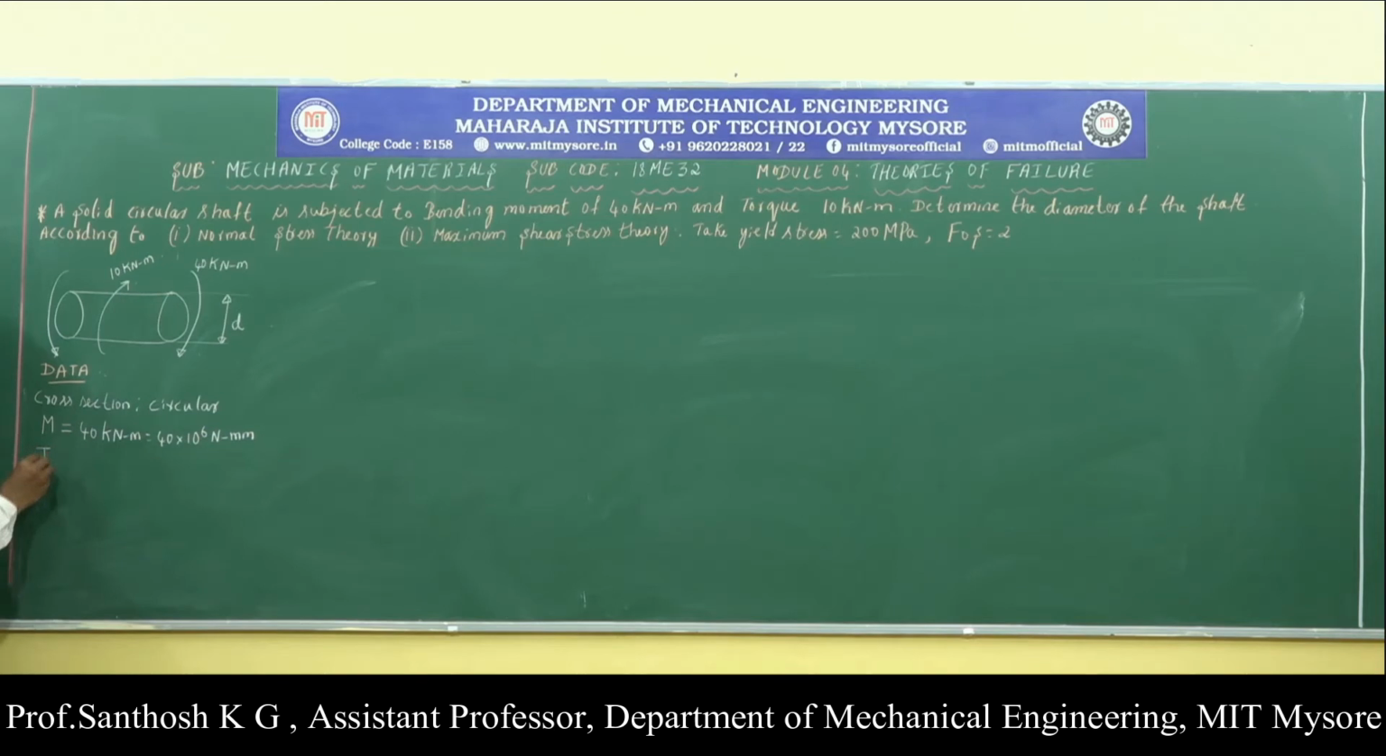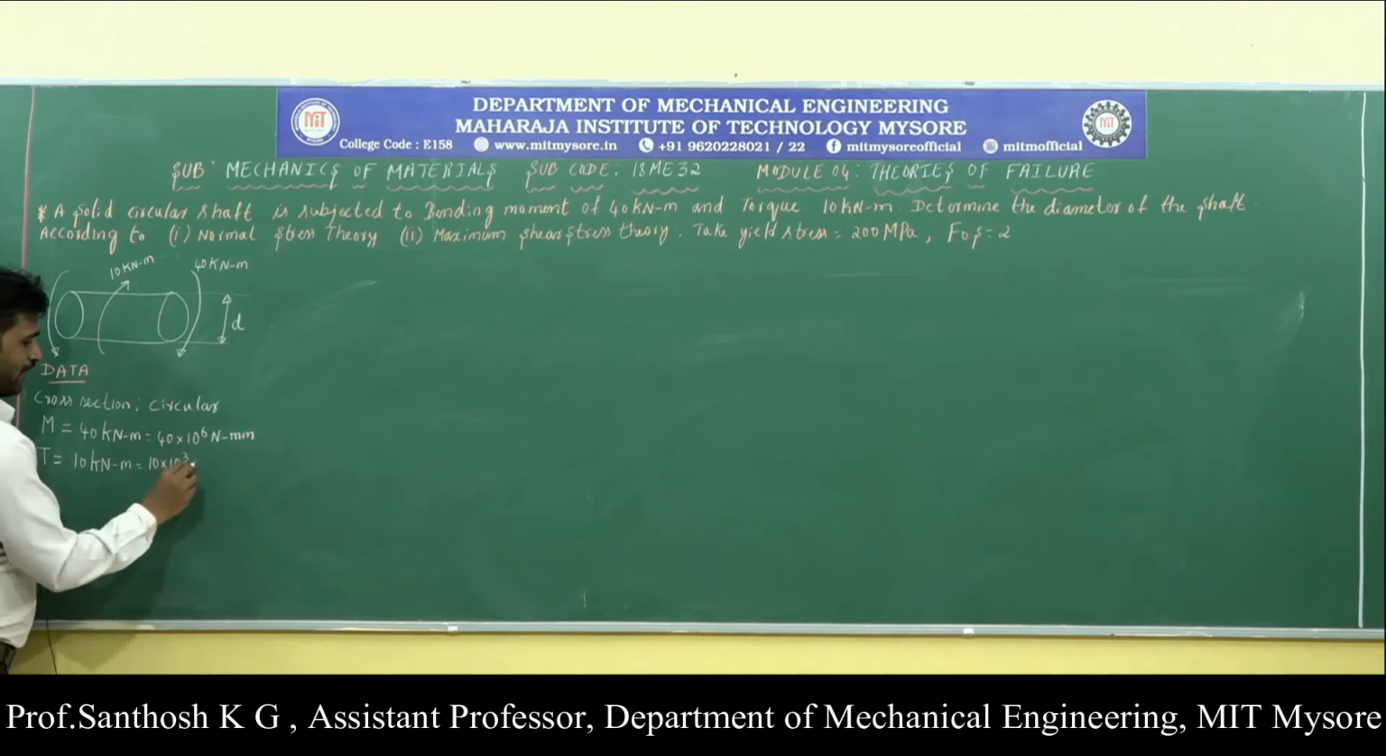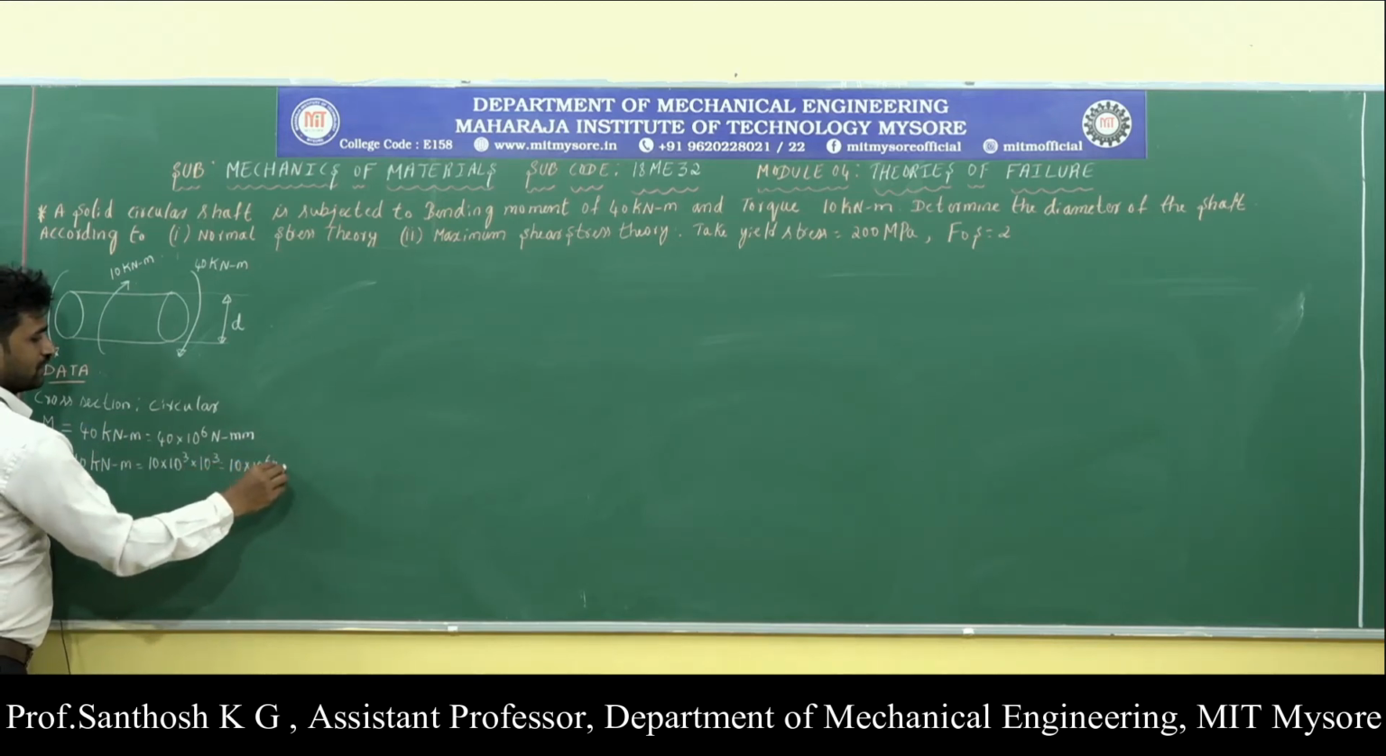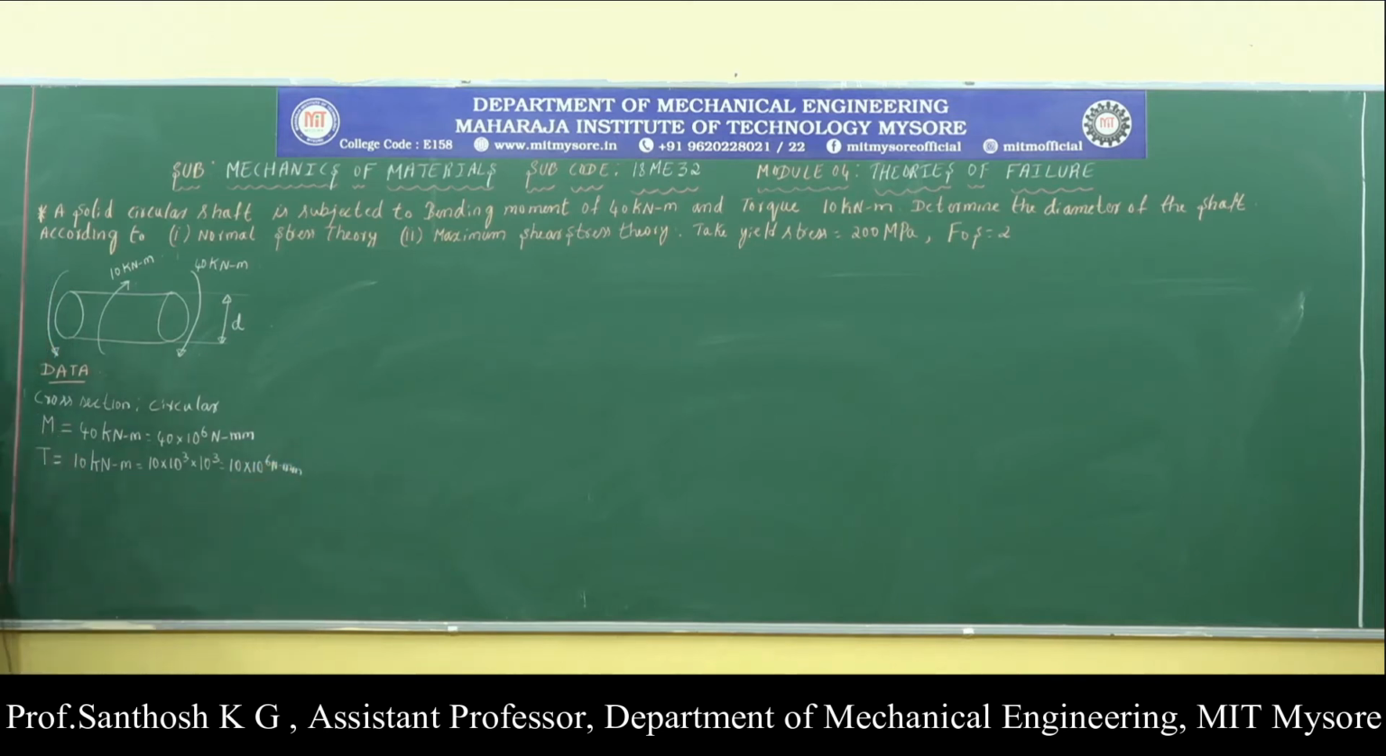Then it is subjected to a torque of magnitude 10 kilonewton meter. So, 10 into kilo is 10 to the power of 3 and 1 meter will be equal to 1000 millimeter. So, this is 10 into 10 to the power of 6 Newton millimeters.